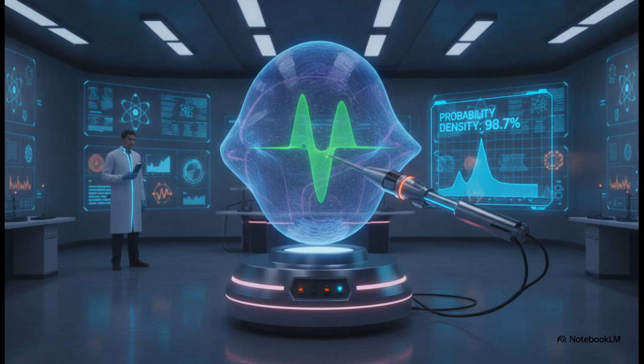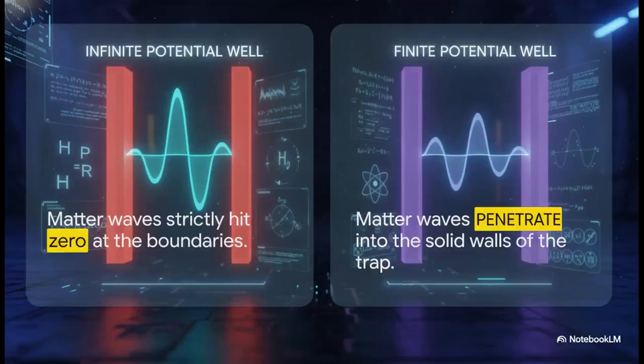Mathematically, it's the absolute value of the wave function squared. Basically, if we stick a probe into our trap, this density tells us the exact likelihood of our electron materializing at that specific point on our digital readout. Now, what's really interesting about this is an incredible quantum surprise. In our theoretical infinite well, the probability density hits exactly 0 at the rigid walls. The electron absolutely cannot exist there.